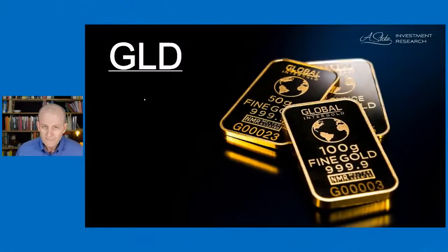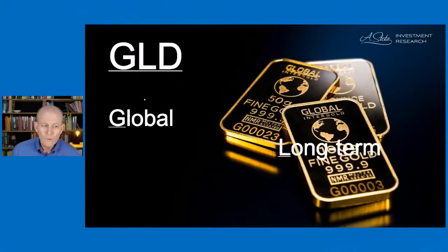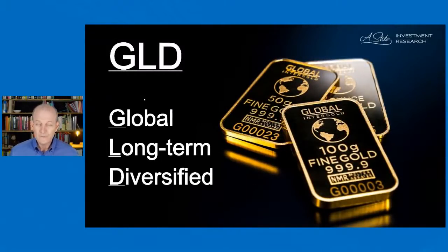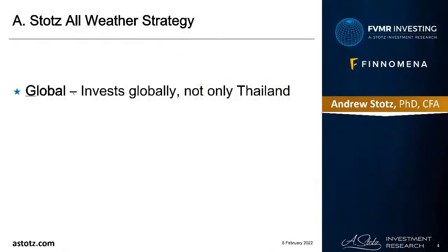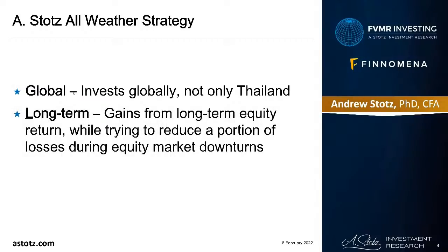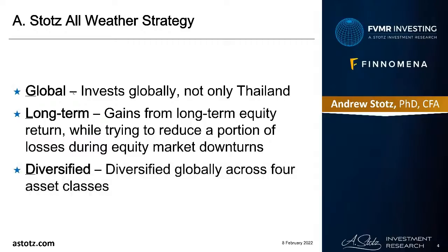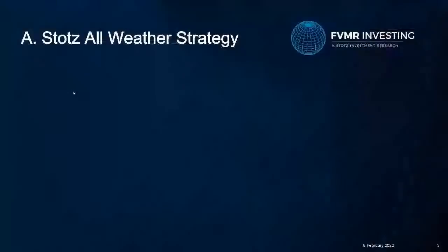Remember, GLD: global, long-term, and diversified. That is the objective of the all-weather strategy. Global means we're investing globally, not only in Thailand. A tiny amount of the global investment is in Thailand, but it's a global strategy. It's long-term. We're gaining from long-term equity return while trying to reduce a portion of losses during equity market downturns. Diversified means it's diversified globally across 4 asset classes.